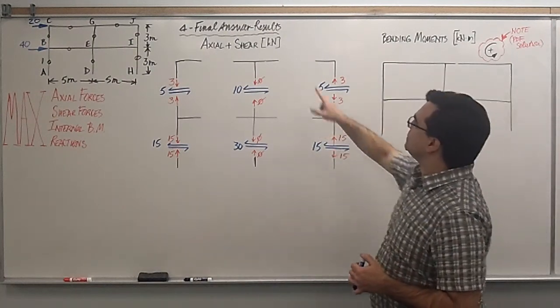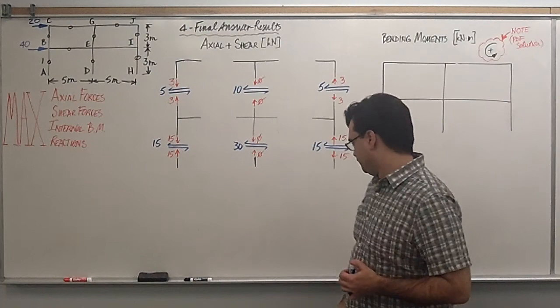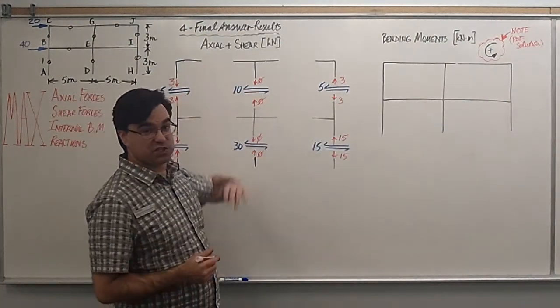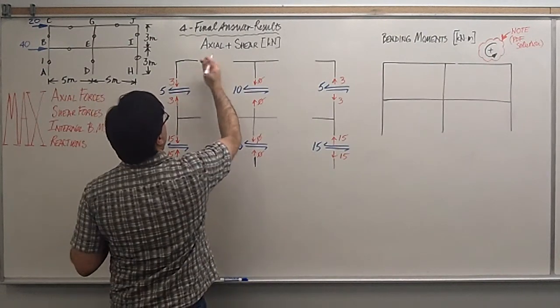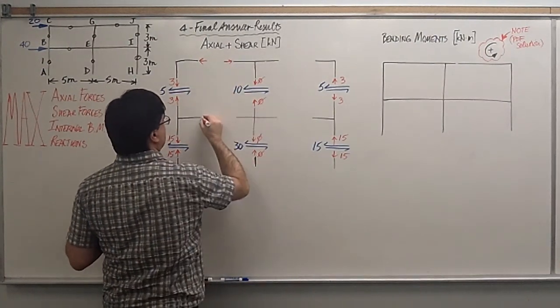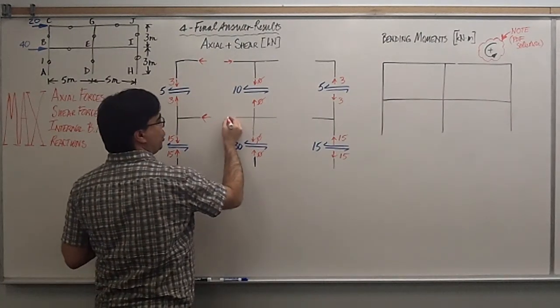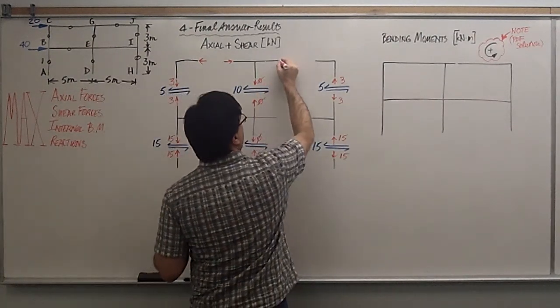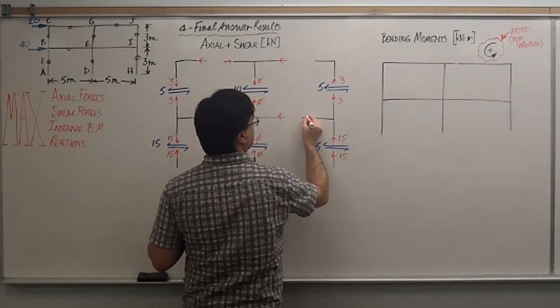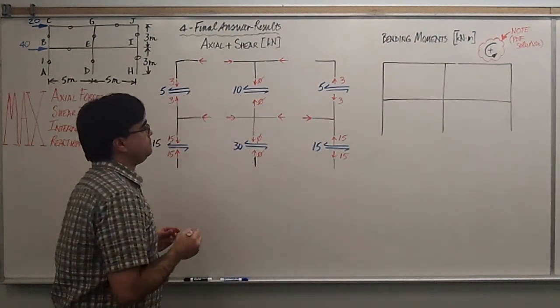Now that we've done the columns, let's do the beams. So all the beams we found were in compression. So all the beams look like this. Don't forget, compression is always with respect to the joint. So with respect to that inflection point. Okay?